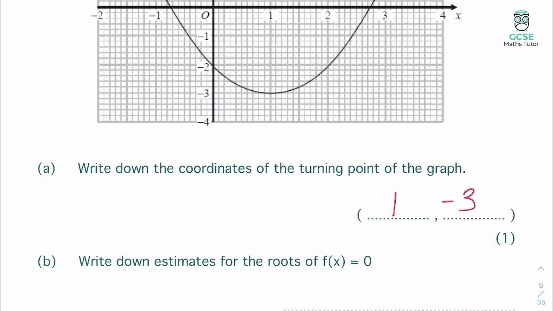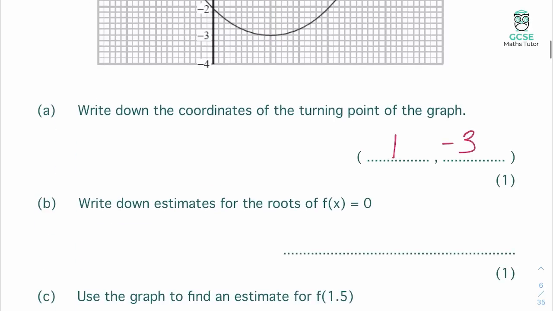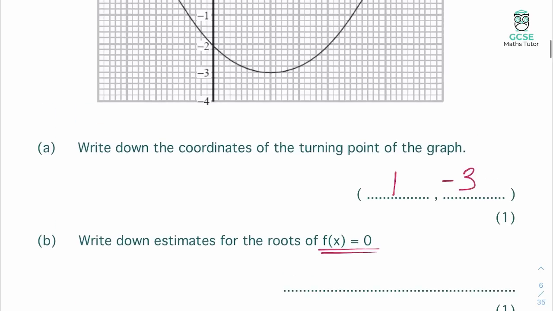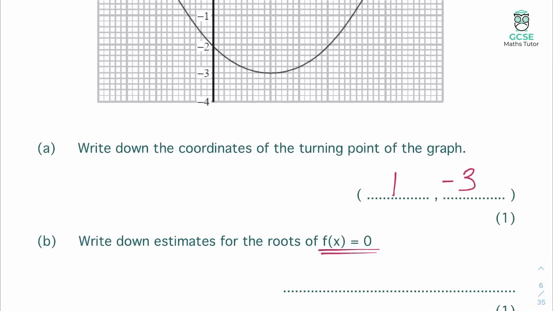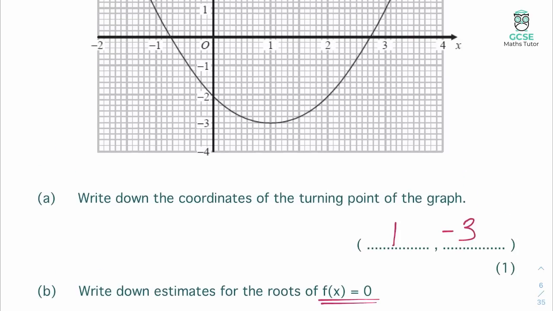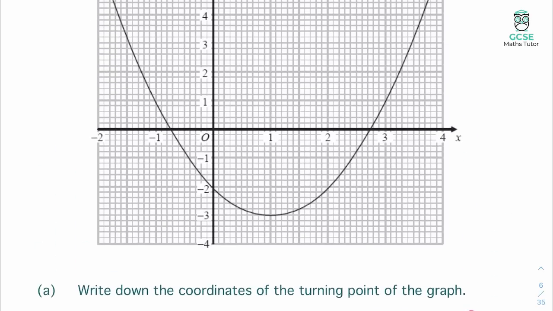So for this next bit, write down estimates for the roots where f of x equals 0. So that's another way of phrasing it rather than saying the roots of the curve or the quadratic or the equation if it's given to us. So where a function or where a graph equals 0 is ground level. So it's along the x-axis just here. So that is ground level where it equals 0. So we have one point there and another point there. And you want to read that nice and carefully.